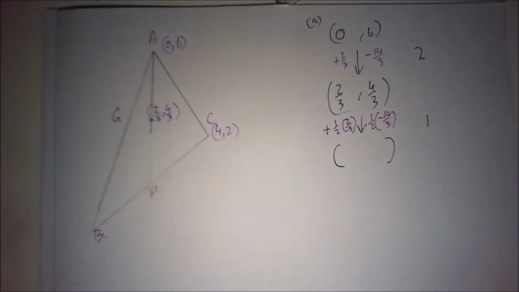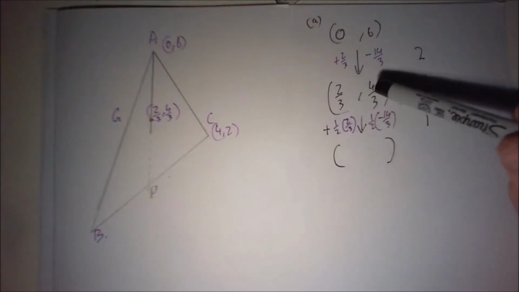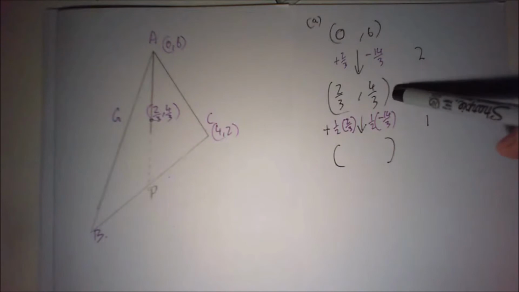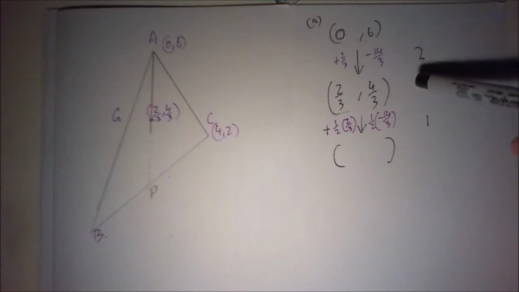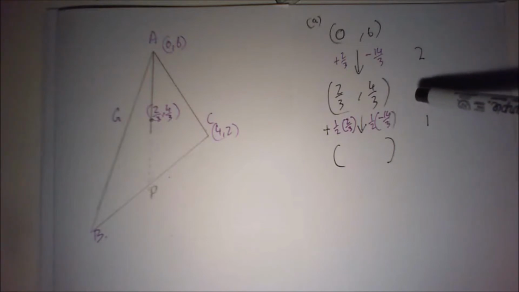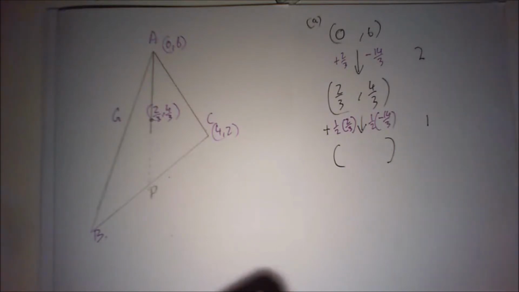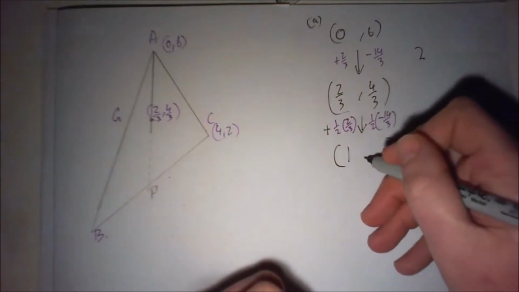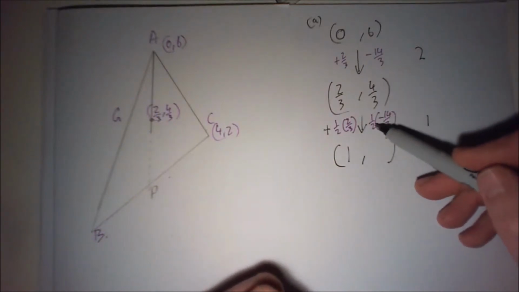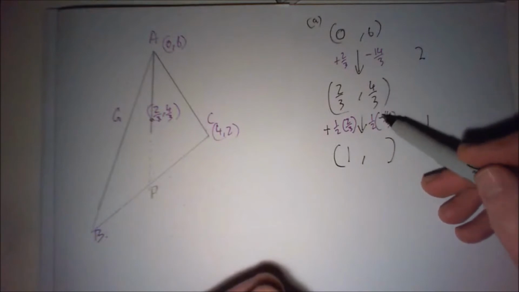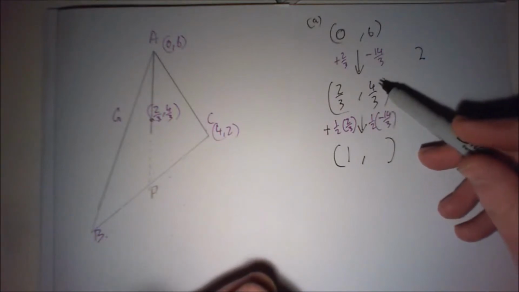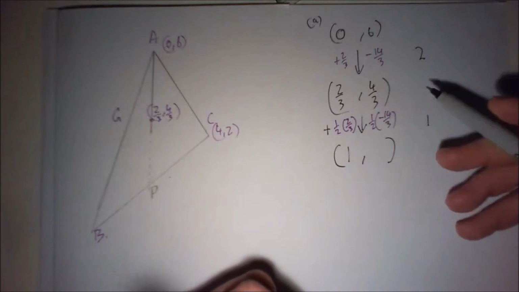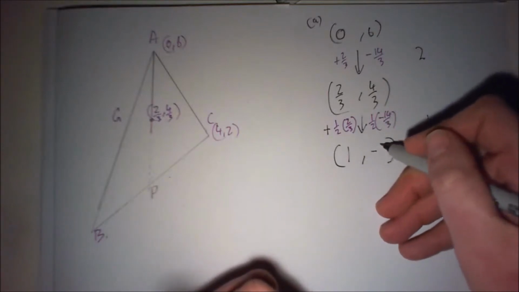So it's 2/3 plus a half of 2/3. That's 2/3 plus 2/6. 2/3 plus 2/6 is 3/3. It's 1. Okay, and then 4/3 plus a half, so that's 4/3 minus 14/6. So that's 8/6 minus 14/6, which is minus 3/3, which is minus 1.